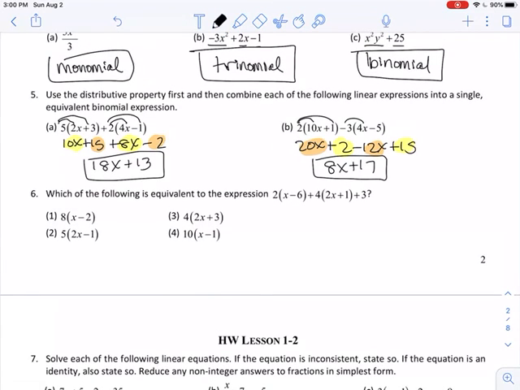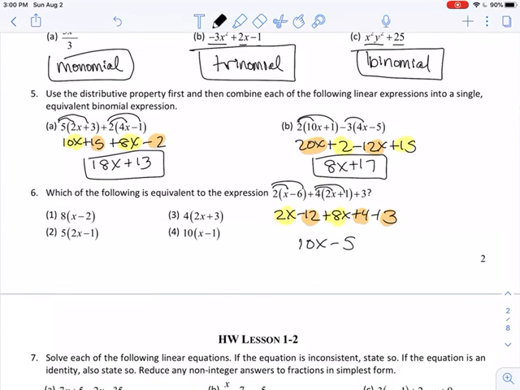And last one, number 6. Which of the following is equivalent to the expression? So again, I'm just using that distributive property, 2x minus 12. And then here I have 8x plus 4. I'll combine all those like terms together. And 2x plus 8x is 10x. Negative 12 plus 4 plus 3 is negative 5. Now that's actually not here, but if you look at choice 2, if I was to use the distributive property, that gives me 10x minus 5. Okay?